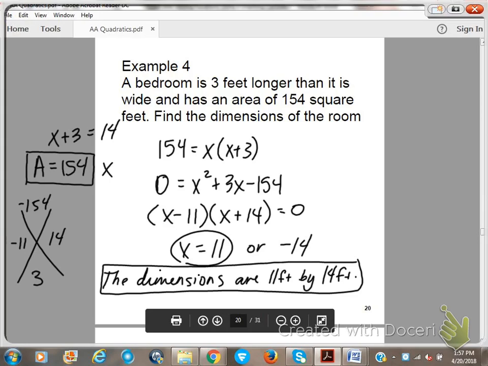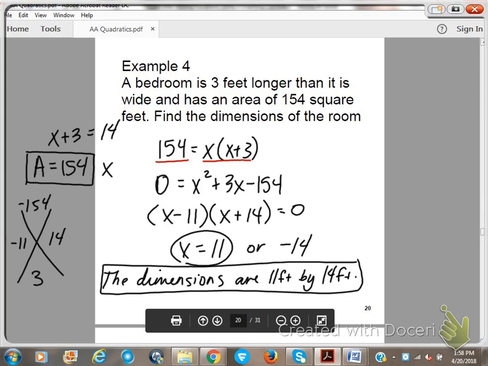Lacey, we went through that one pretty quickly. Are you okay with how we set it up? Can you explain that? Sure. Were you okay that x plus 3 and x are the sides of your rectangle and that the area is 154? So to find the area of any rectangle, you take the length times the width. So that's what this setup is right here. Length times width equals the 154.